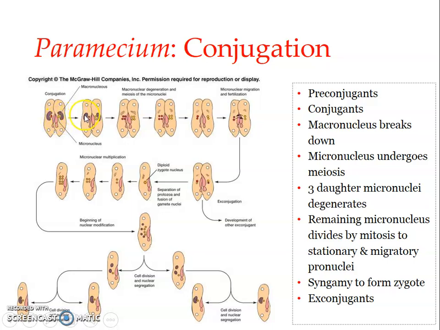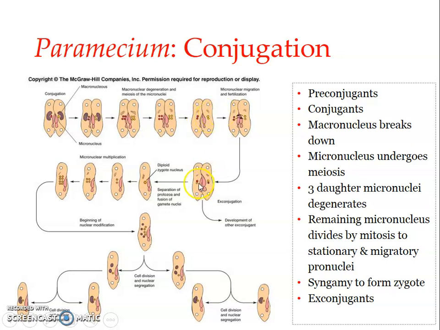Okay, the macronucleus undergoes breakdown and degenerates. The diploid micronucleus undergoes meiotic division, and it results in 4 haploid micronuclei. Of these, 3 will disintegrate, only 1 will remain, and that will undergo mitosis. Okay, it will result in 2 micronuclei. One is larger, one is smaller. The larger one is stationary and the smaller one is migratory. There is an exchange of migratory pronuclei between the conjugates.